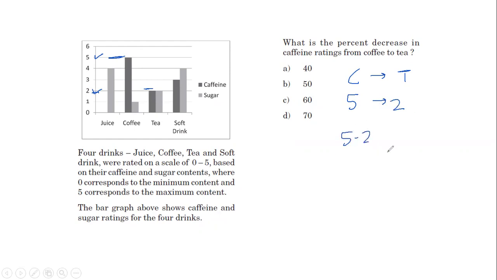That's difference over original. Now original will be 5 here. So remember guys, I told you in percent increase, the original is always the lower value. But if I'm going for percent decrease, the original is always the higher value. So 5 minus 2 over 5 times 100. That's 3 over 5 times 100. That will be 60%. 3 into 20, 60. So I just have to take the caffeine rating.